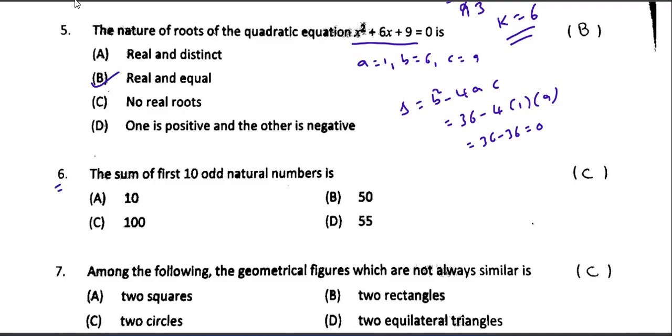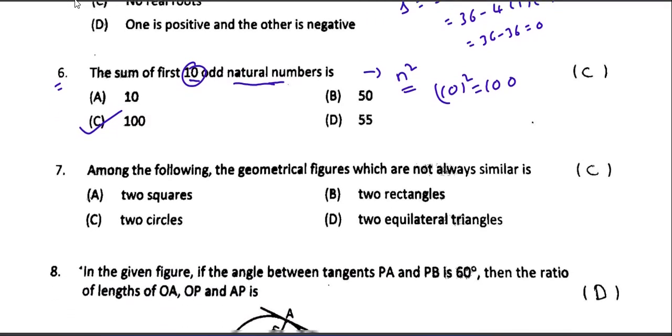Next, sixth one. The sum of first 10 odd natural numbers. The sum of first n odd natural numbers formula is what? n square. Here there are total 10 odd numbers, so 10 square, which means 100. So option C. Option C is the correct answer.